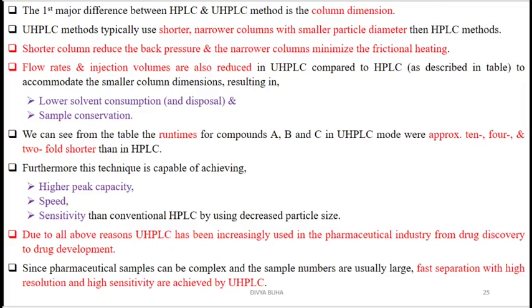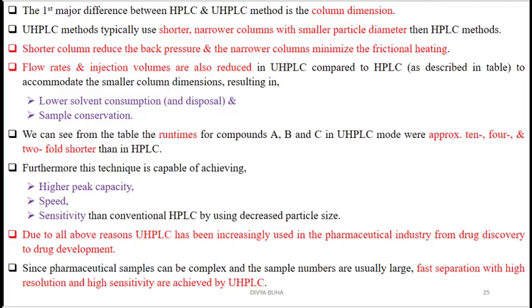But if the length of the columns is shorter, then this back pressure would be lesser, or you can reduce it. Whereas if the columns are narrower in size, then we can minimize the frictional heating effect. Now, what is the frictional heating effect? That we have already studied in the previous lecture, right? Frictional heating arises due to the friction of the mobile phase particles with the stationary phase particles, right?